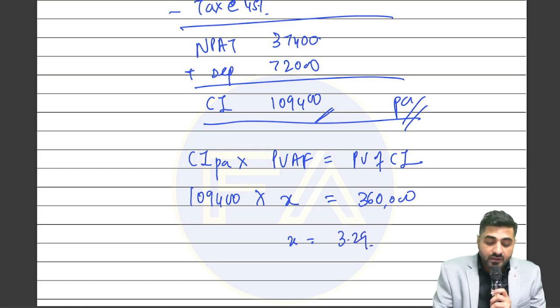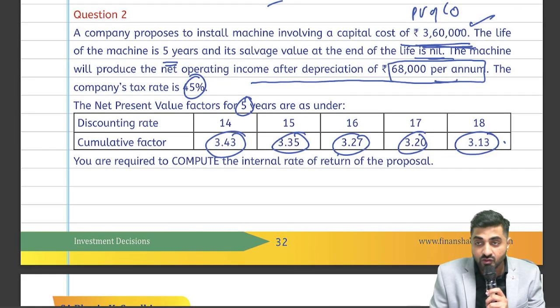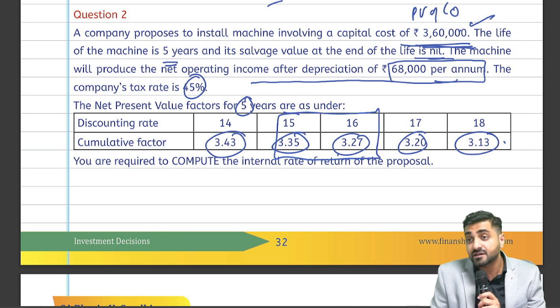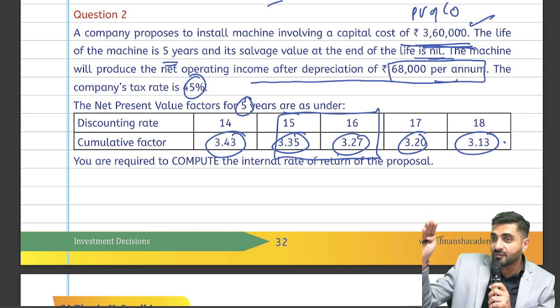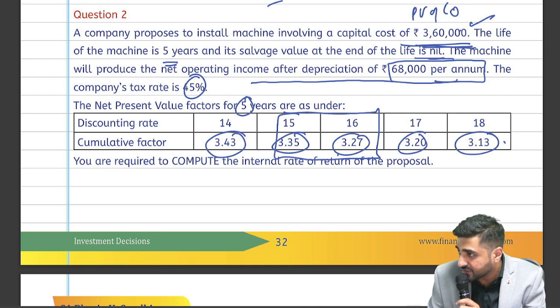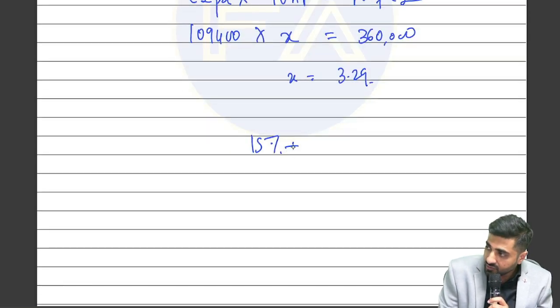3.29. Now just check, is the 3.29 annuity factor coming directly anywhere? No. But is it coming between 15 and 16%? Because 3.35, 3.34, 3.33, 3.29, 3.27. So is it coming between 15 and 16%? It is more than 15%, and it is less than 16%.